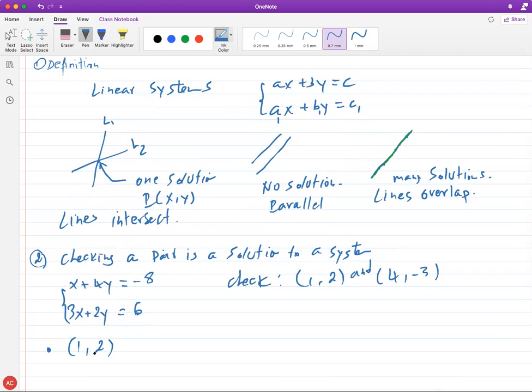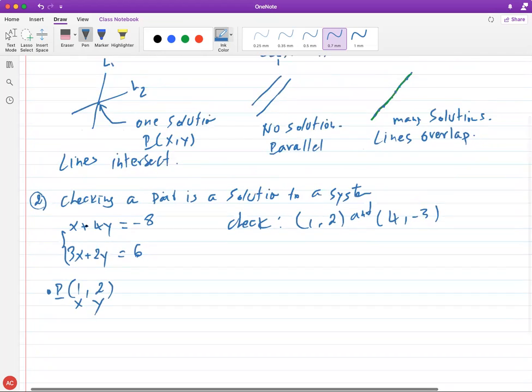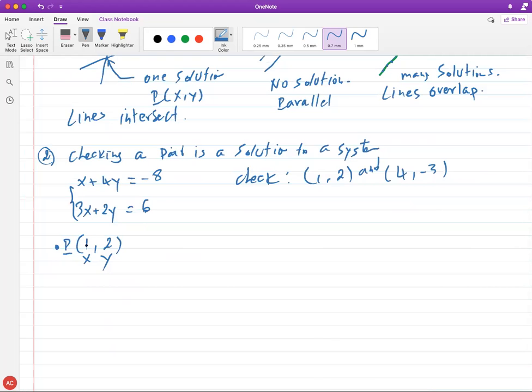For this to be a solution, it has to work for both of these equations. It has to satisfy this and also this. If it satisfies both, then it is a solution. If it doesn't work for both, if it works for one and not the other, then it's not a solution. So this point here is a possible intersection. It has 2 coordinates, x and y. That's what we need for the equations, x and y. So we're going to plug this point first into equation 1.